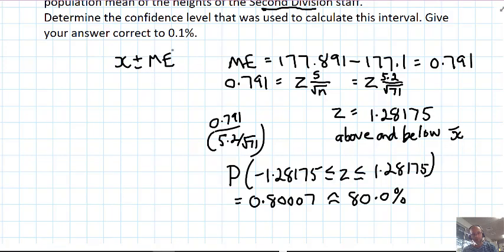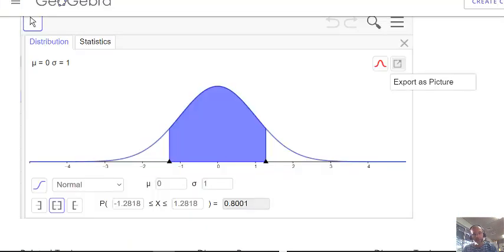So correct to 0.1%, we get 80.0%. So it looks like they've used an 80% confidence level. So not a standard one, not the usual 95, not 90 or not even 99, but they've used a different one. So graphically you might recall it looks like that. I couldn't put that final decimal place in. You'll notice that the upper and lower limits have been rounded, but you can see that pretty much the same deal there. And that's our distribution there, so the confidence interval graph there.